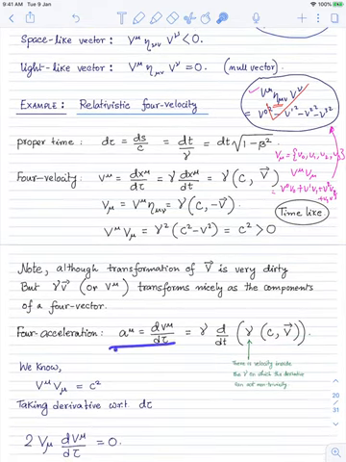Similarly, you can define acceleration. Now you take the 4-velocity and differentiate with respect to proper time again, dv by d tau. This again defines for you an acceleration, a 4-acceleration vector, if you like. So very good.